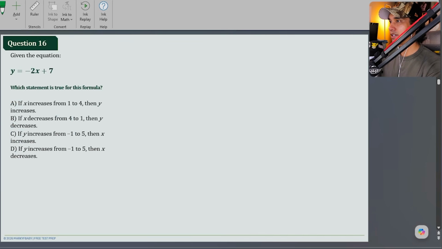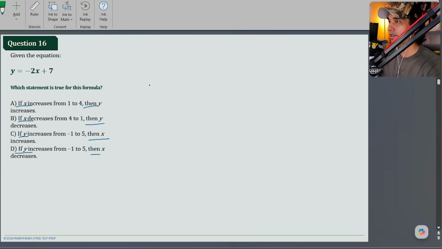Let's move on to question 16. Given the equation y equals negative 2x plus 7, which statement is true for this formula? If x increases, then y. If x, then y. If y, then x. A little change of words here, but that's okay. I'll show you what to do. If x increases from 1 to 4, we know to plug in 1 and 4 into the equation.